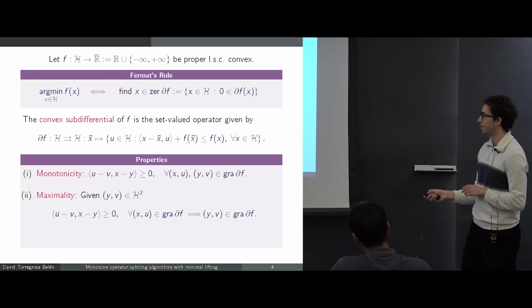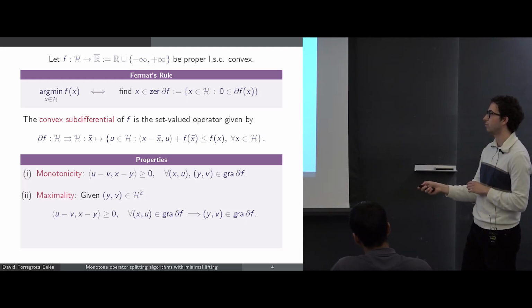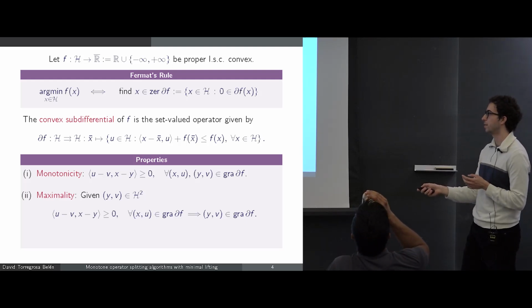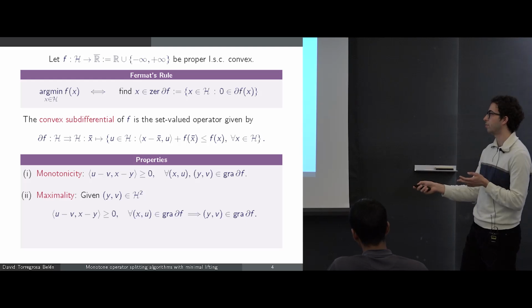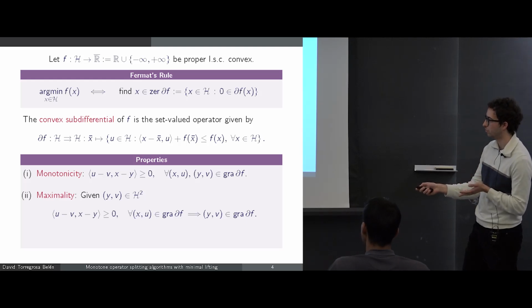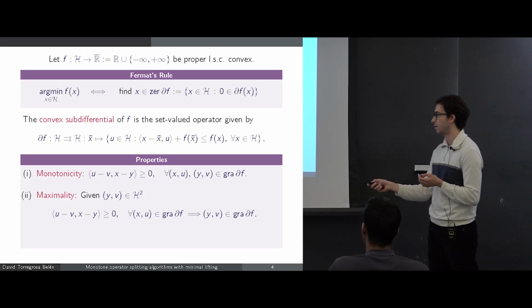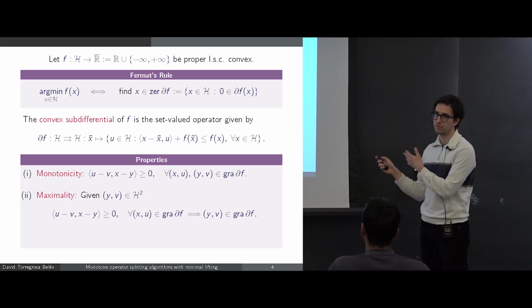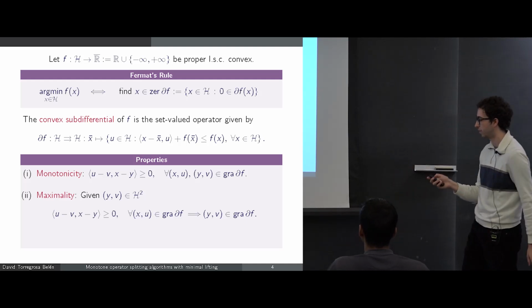So the fact is that if you have a pair of points in the space such that this monotone inequality is verified for any other pair of points in the graph of the subdifferential, then the point that you consider in the first place should also belong to the graph of the subdifferential.